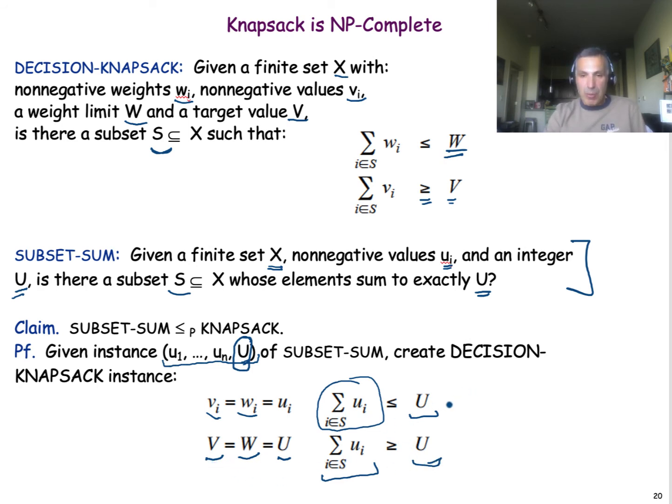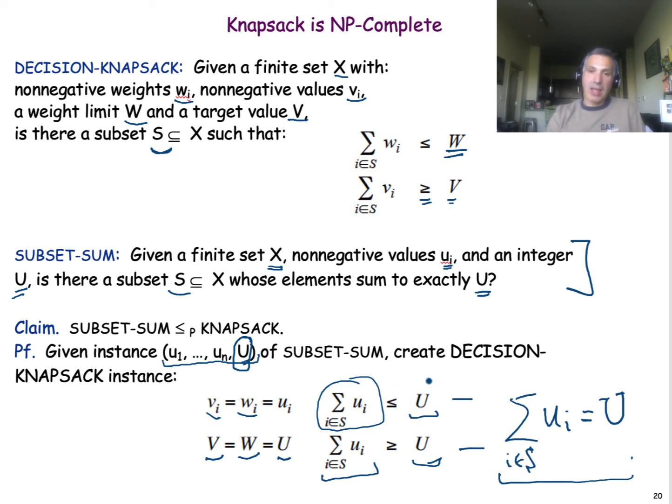Now, of course, because we want both of these inequalities to be true in the knapsack problem, the only way they can be true is if the summation of these u_i's is actually equal to uppercase U, which is basically what would satisfy the subset sum problem. So if the subset sum problem has a solution, then this knapsack problem, of course, will also have a solution because both of these inequalities will be satisfied. And in the opposite direction, if the knapsack problem has a solution, then we can use this same subset S that satisfies both of these inequalities to satisfy this equality, which basically would give us a solution for the subset sum problem.